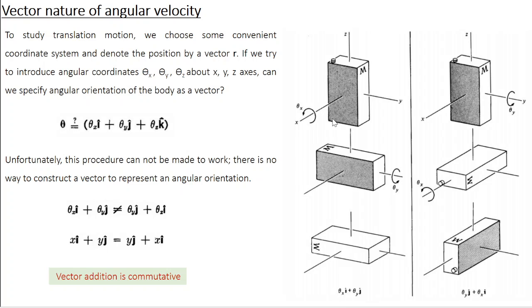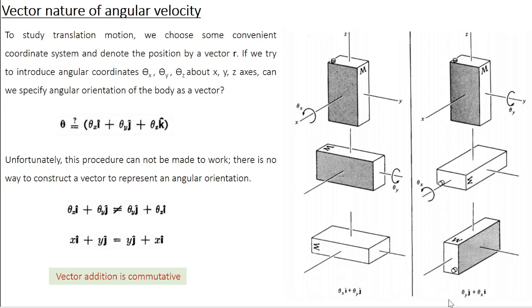So let's do that. First rotate it by 90 degrees in the counterclockwise direction around the x-axis. So you get this geometry. Now you perform theta y. Rotate it around the y-axis in the counterclockwise direction by 90 degrees. So you get this particular orientation. This is theta x i cap plus theta y j cap.